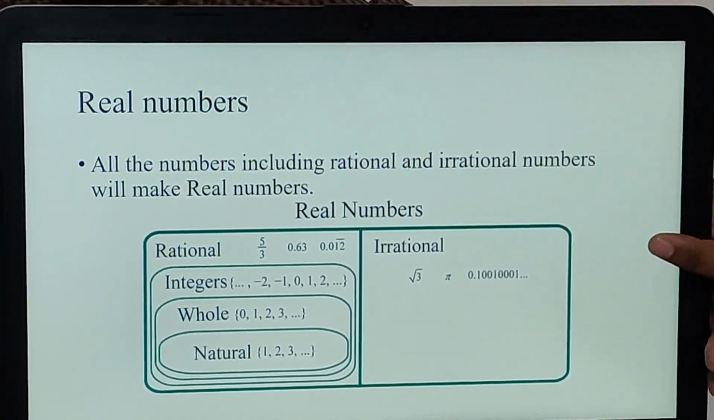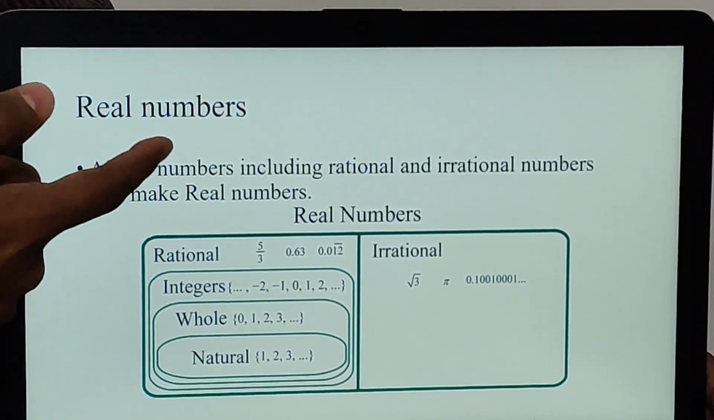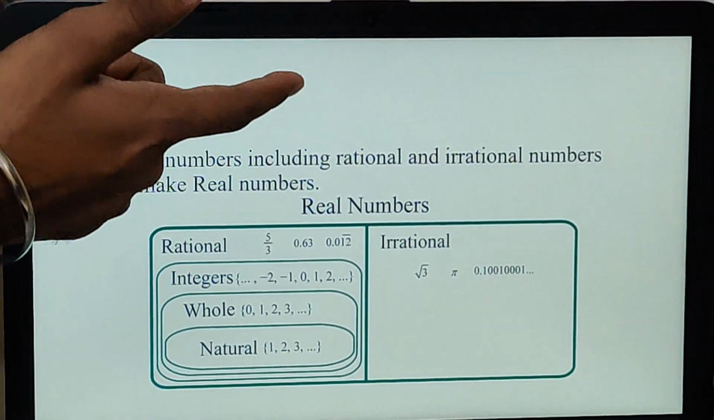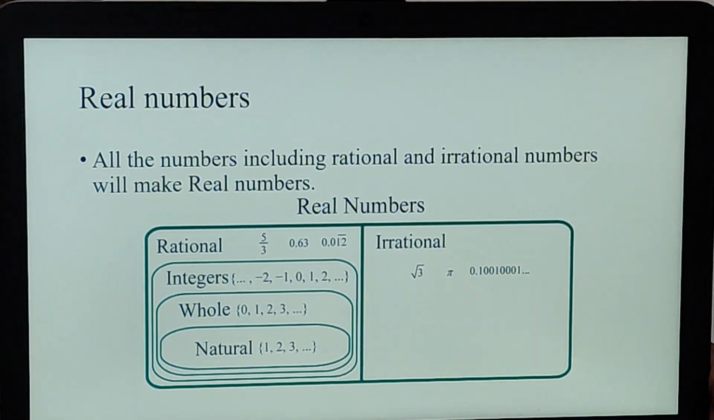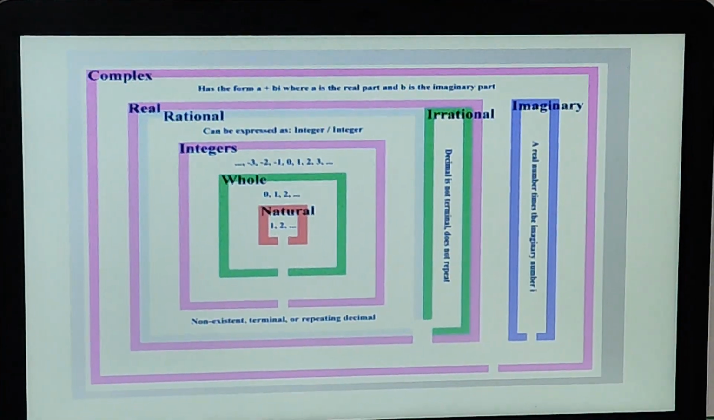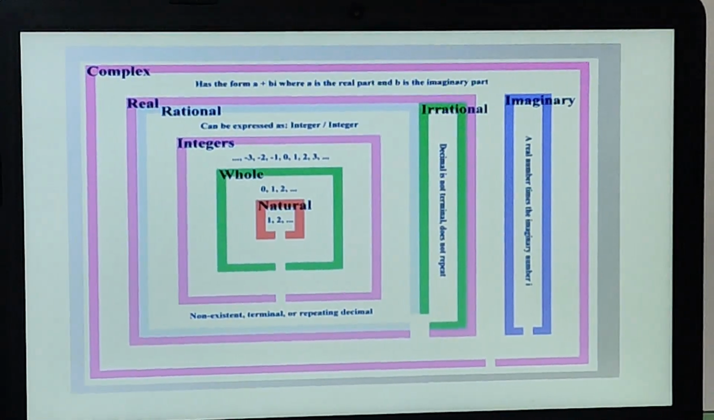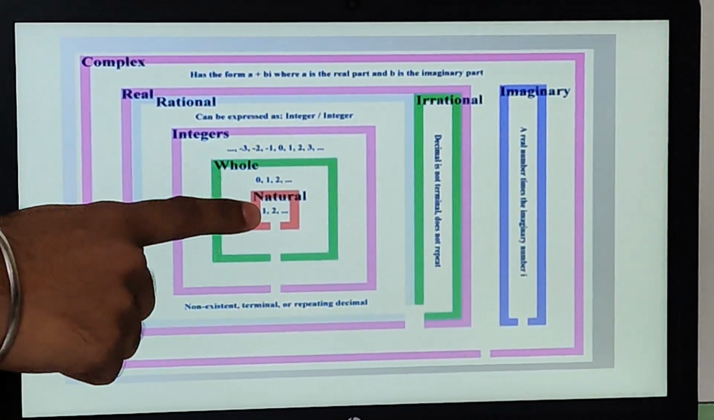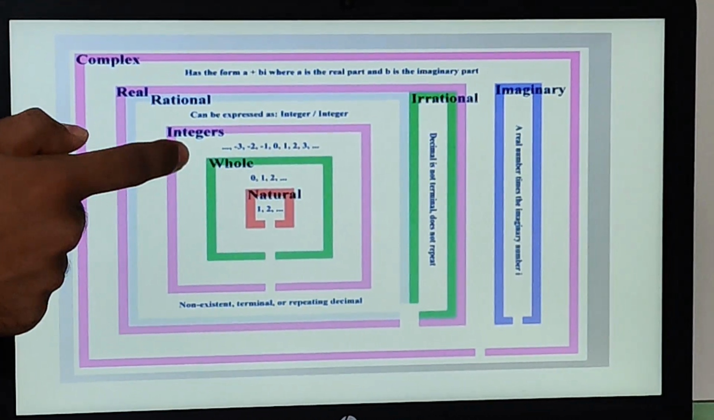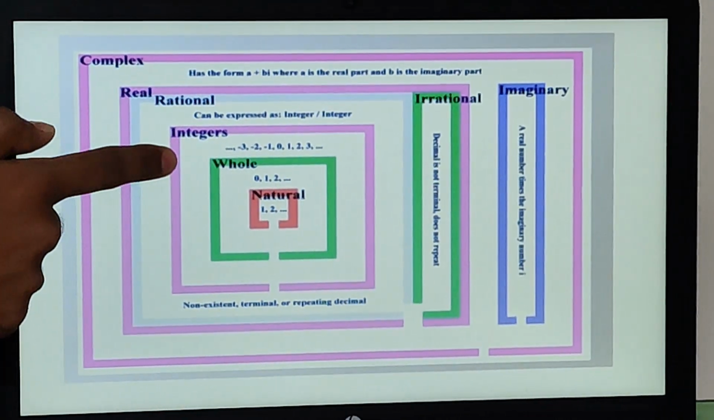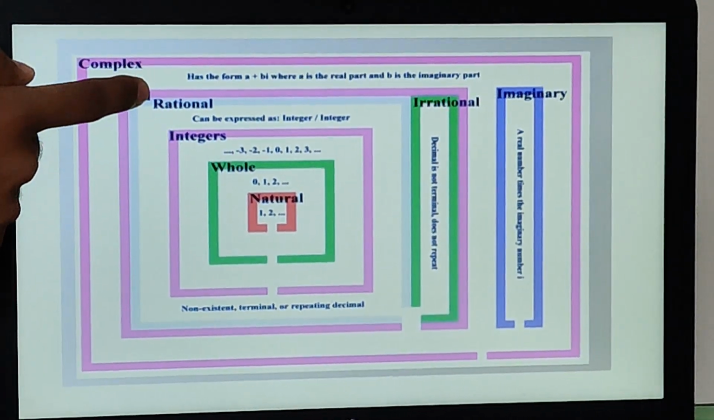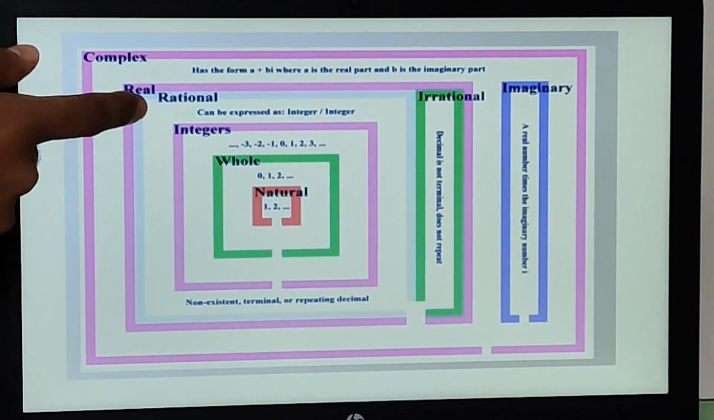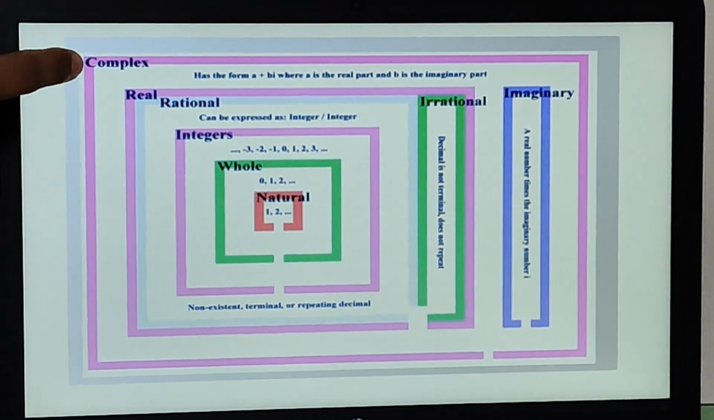And irrational numbers will include the root numbers, the numbers given in a square root or under root, cube root, pi, and non-terminating numbers. Next slide. In the next slide, here there is a representation of all the numbers. Means natural number is a subset of whole number, is a subset of integers, is a subset of rational number, is a subset of real number, and real number is a subset of complex number.